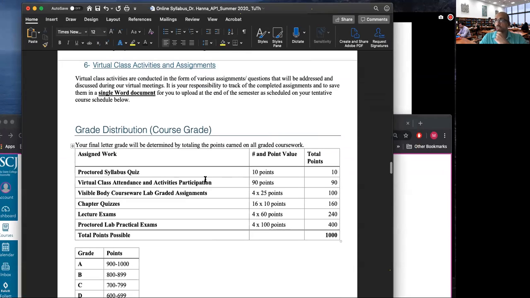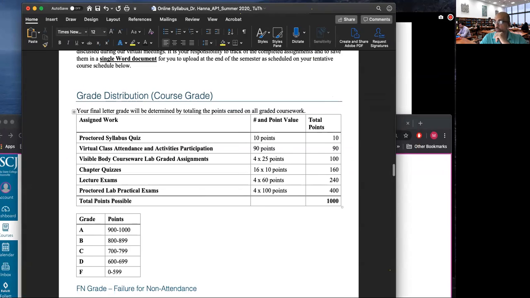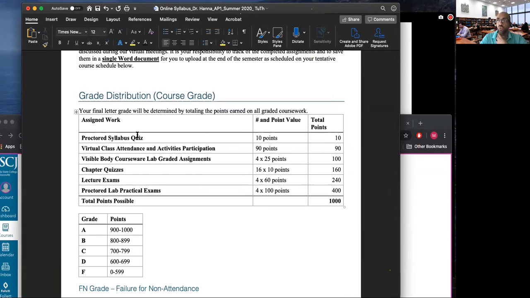All right, so again, what is your grade distribution? We've got the syllabus quiz. This is going to be out of 10 points. This is going to be available for you by the end of this week. You've got the virtual class attendance and activities participation. This is going to be worth 90 points, like what you've just seen. This is what you're going to be doing throughout the semester for you to upload the documents that you've created. At the end, this is going to be worth 90 points towards your final grade.